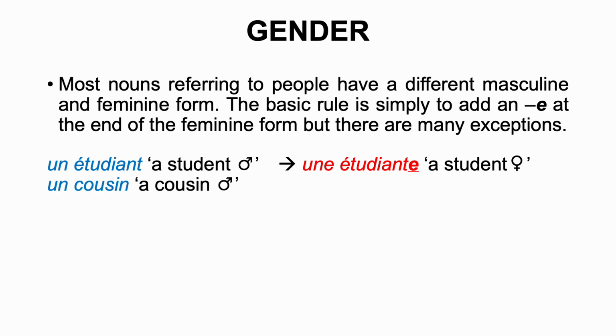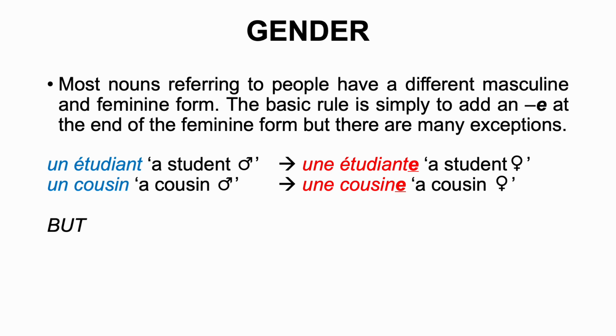Same thing, for instance, for un cousin, a male cousin, which has a feminine form with an extra E. Une cousine, a female cousin. So repeat the masculine form after me. Un cousin. And now repeat the feminine form after me. Une cousine.